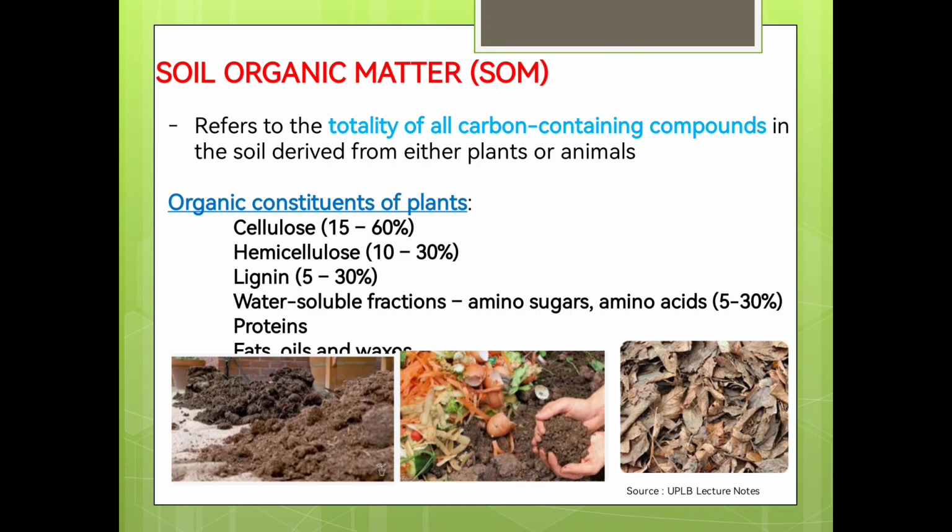So these are the different sources of organic matter. So we have the manure here, the kitchen waste, and the plant litters. All of this, especially the plants, mostly consist of cellulose, lignin, and other components.